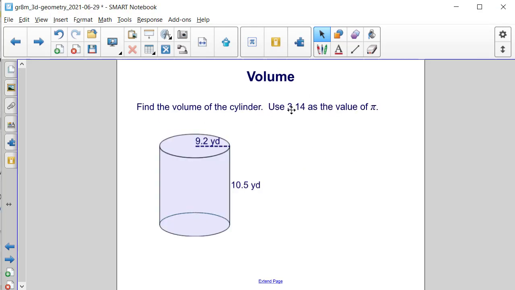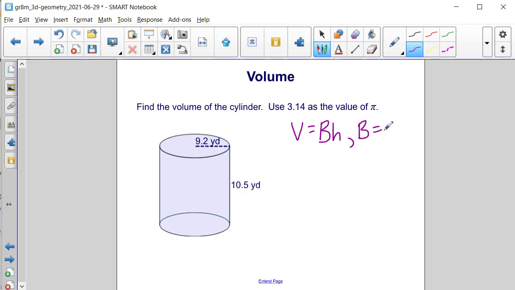Find the volume of the cylinder. Use 3 and 14 hundredths as the value of pi. Well, we know that the volume of any prism or cylinder is area of the base times the height. Because our base is a circle, the area of that base is equal to pi times the radius squared. So the volume of any cylinder will be calculated using the formula pi times the radius squared times the height. Our radius of this cylinder is 9 and 2/10, and we're going to square that, and it says in the problem to use 3 and 14/100ths for pi. And then our height is 10.5 yards.